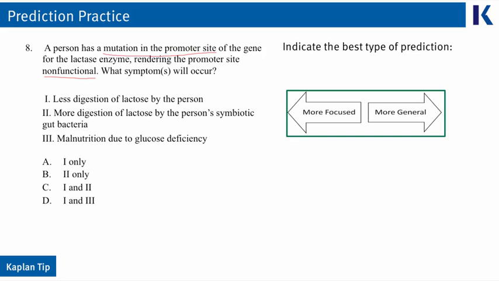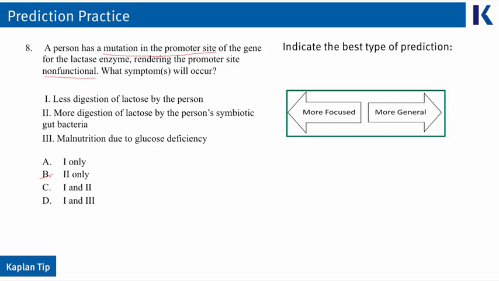Let's start with Roman numeral 1. This one's probably the easiest to start with because it flows most logically from the thinking we've already been doing on this question. This statement does quite cleanly match our prediction. If a person no longer produces the lactase enzyme, they will be unable to digest lactose in the gut, meaning that statement 1 must be true, and we can cross out answer choice B using process of elimination.